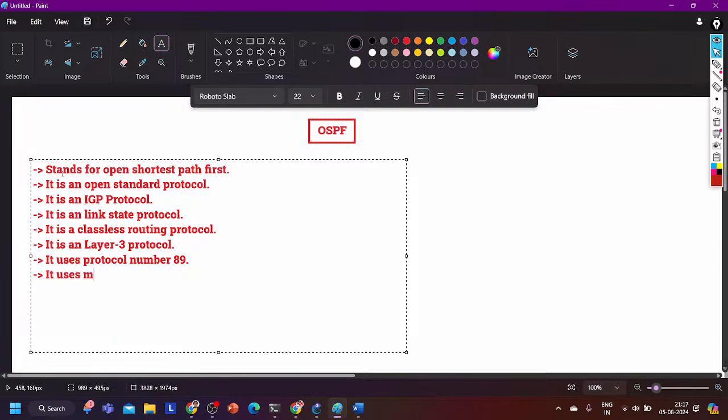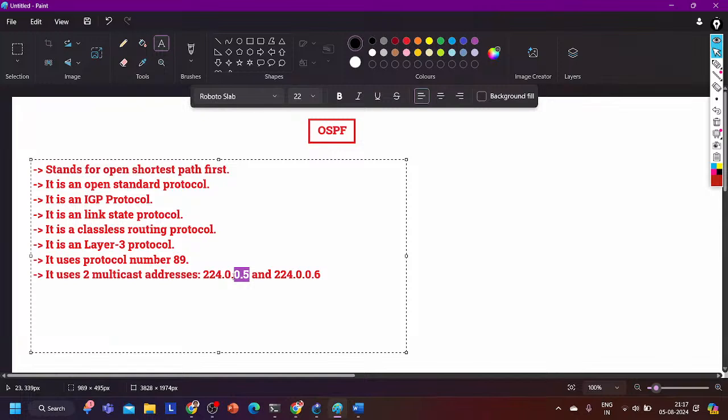Then for multicast purposes, it uses two multicast addresses, which are 224.0.0.5 and 224.0.0.6. Now the question is why OSPF uses two multicast addresses? Don't worry, we will see.